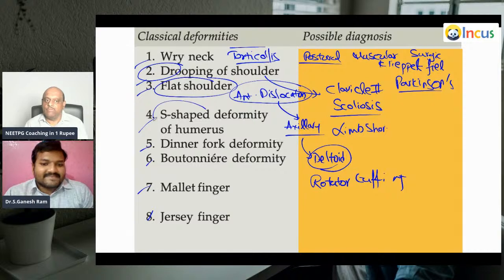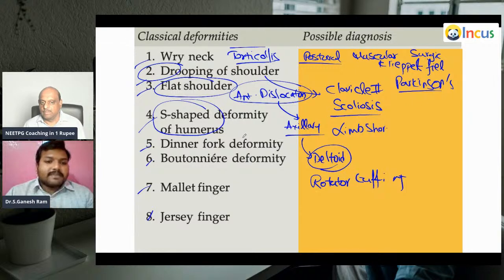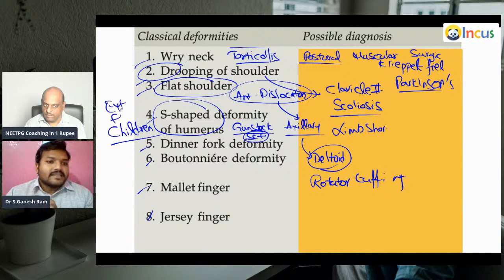Wonderful. Then where do we get the S-shaped deformity of the humerus, doctor? The S-shaped deformity is also called the gunstock deformity, sir. It is most commonly seen with the supracondylar humerus fracture, most commonly in children. There are two types of supracondylar fractures: one is the extension type, the other is the flexion type. The extension type is the most common. That is the gunstock or S-shaped deformity, sir.